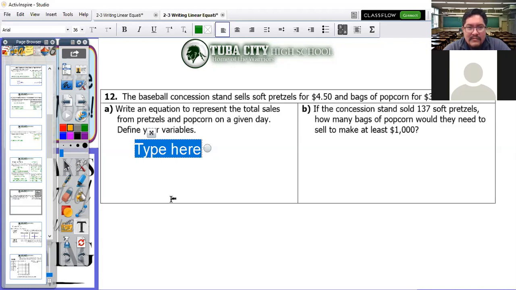So I'm going to use T for total sales. I almost put C for cost of concession or something like that, so I'm going to use T. The first one they give us is $4.50 for soft pretzels. Then the next one is $3.25 for popcorn, which if I picked P for pretzels, then I'd have two P variables, which I don't want. So that's why I made it soft pretzels.